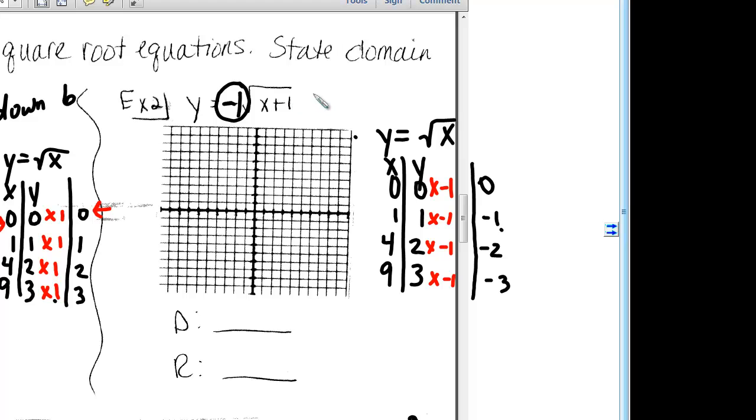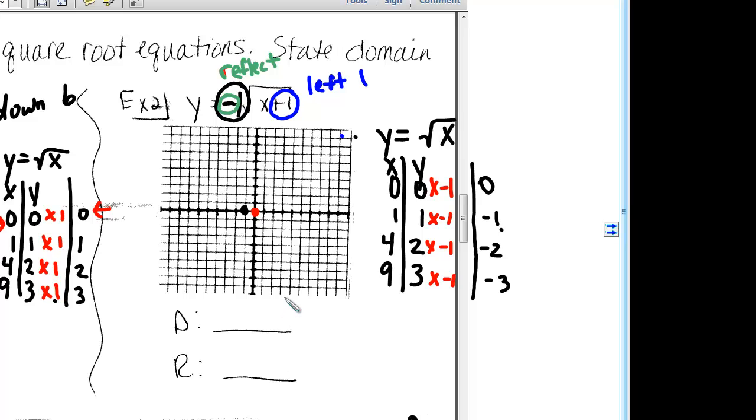My original parent function again starts here. But how is it moving? Well, this is a graph that is reflecting because of the negative sign, and it is moving left 1 unit. So I will move left 1, and it did not move up or down, so my new point is here.